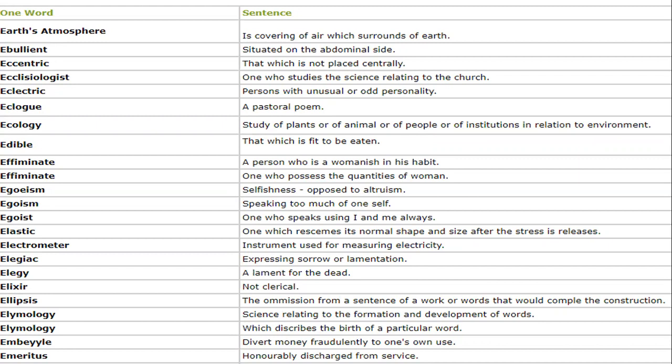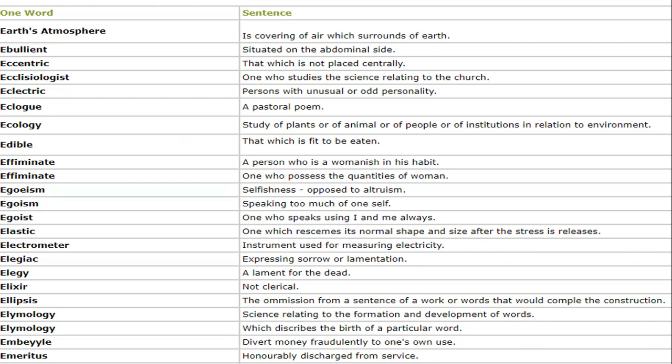Coming to eccentric, that which is not very central, eccentric. Then eccentric, that is a person with unusual or odd personality. Then ecology, study of plants or animals or people or institutions in relation to environment. Edible, that which is fit to be eaten. Then effeminate, a person who is womanish in habit.